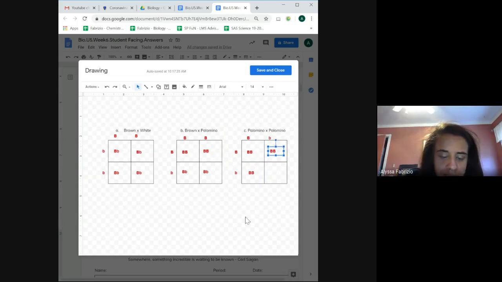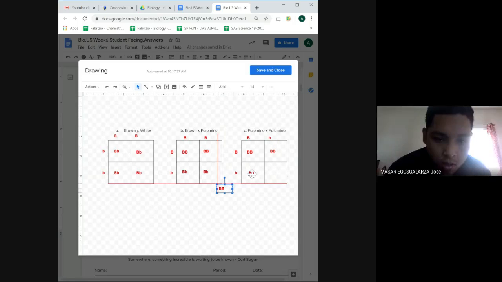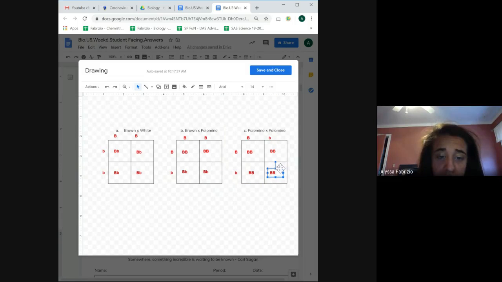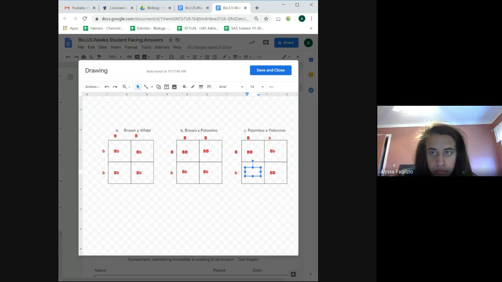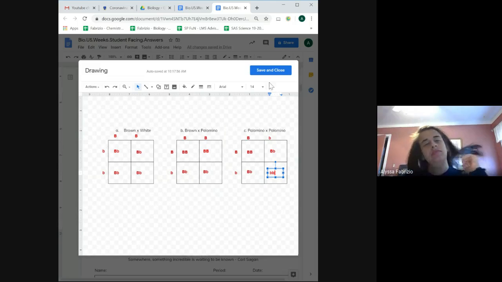First one's going to be uppercase B for both. Okay, good. The one next to it is going to be palomino. Palomino, so heterozygous. Okay, what about this one at the bottom? Palomino. No, very good. And this last one, that one's going to be white. Very good.